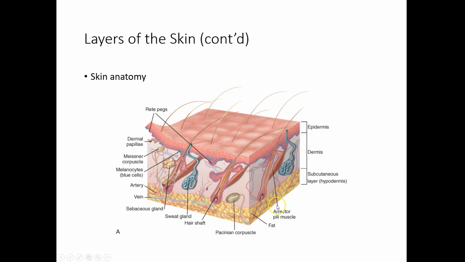Right here we have the erector pili muscle, which helps with the pilomotor function and the goosebump, so to speak. We have the fat. We have our hair shaft, the sweat glands, and they run right up next to that hair follicle. We have our sebaceous gland, which then secretes up through that shaft. The blue cells here are the melanocytes, and then the Meissner corpuscle is here, and then we have dermal papilla, and then rete pegs.